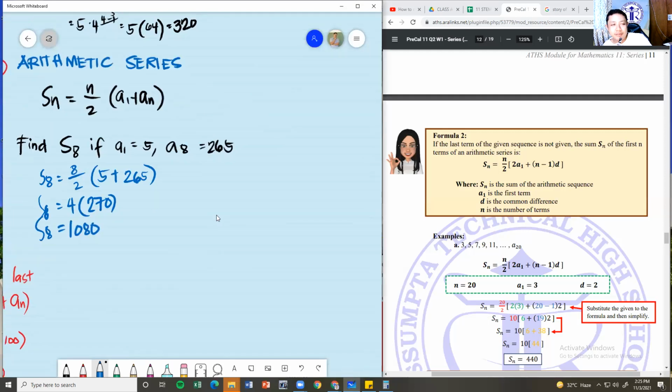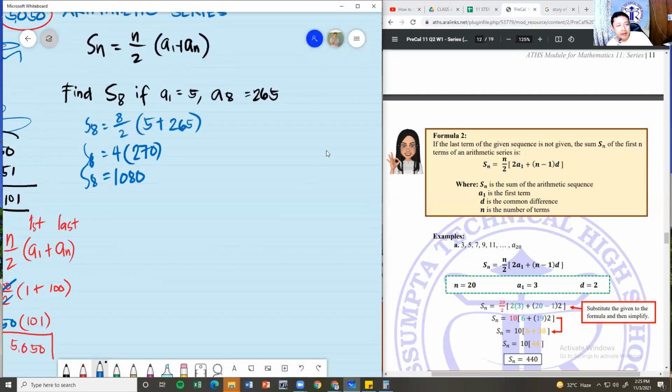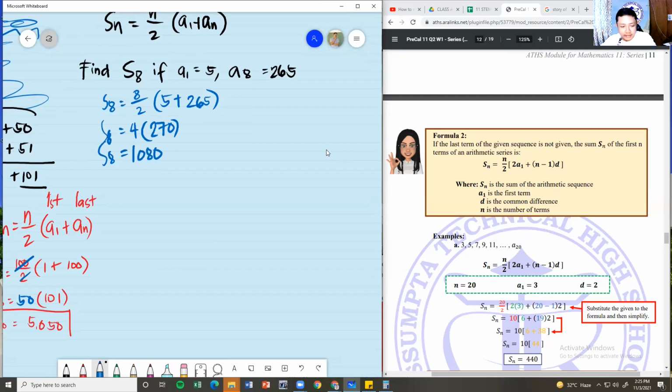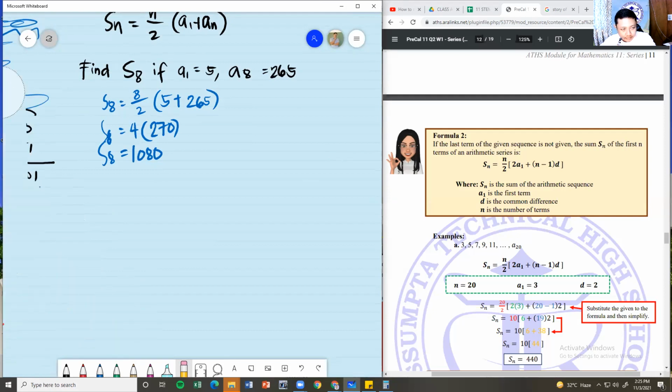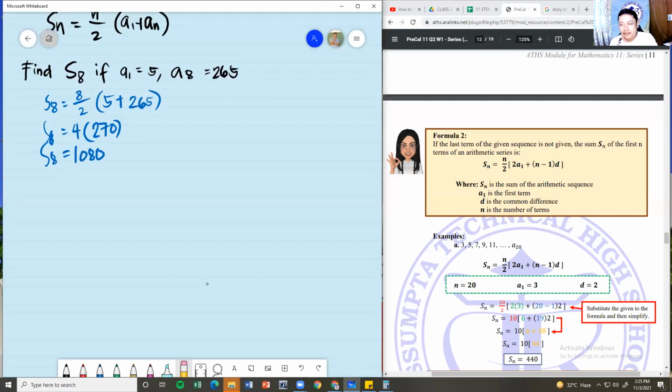So, this formula for arithmetic series is applicable. Wait a moment. Let me just erase this. Okay, I erased the story of Carl Gauss. Okay, here.